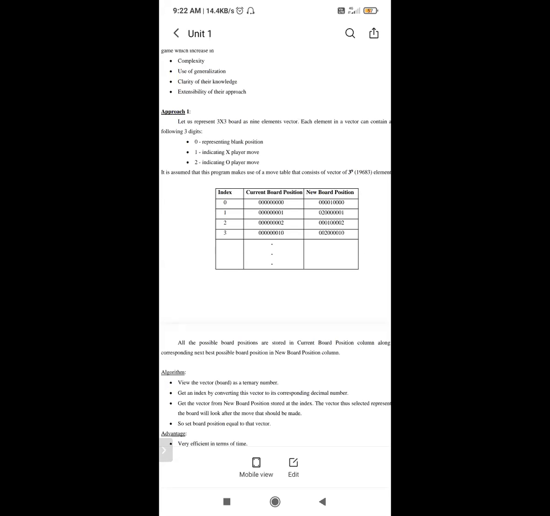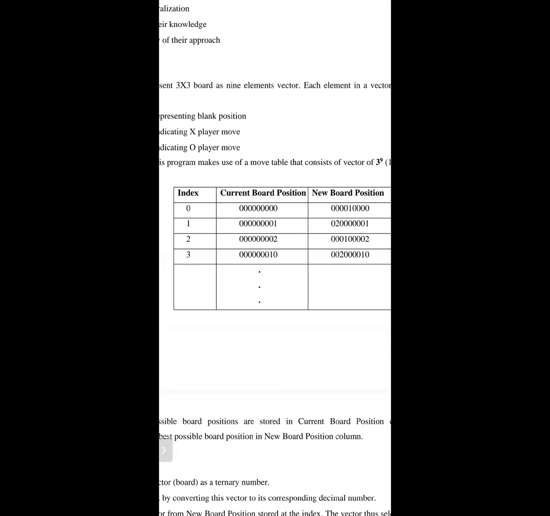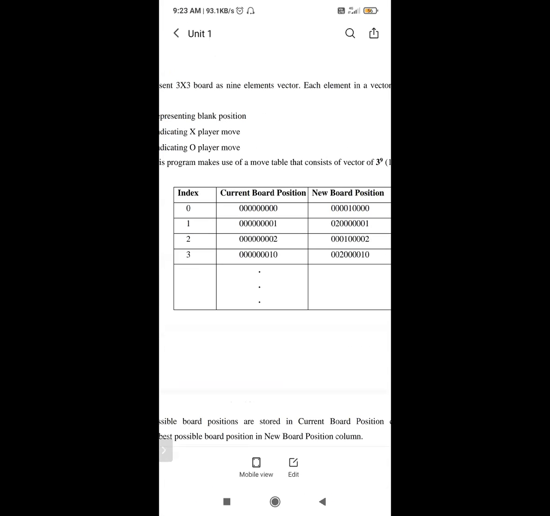Okay. So next, for the next time, it should get the new board position stored at the index. That means it should take the data from the new board position. Our new board position has the decimal number converted vector. So that should be taken by the current board position and placed in the current board position. See here, the same thing is done. Current board position is all zeros. Next, the new board position will be like this. That means a move is made by the player.